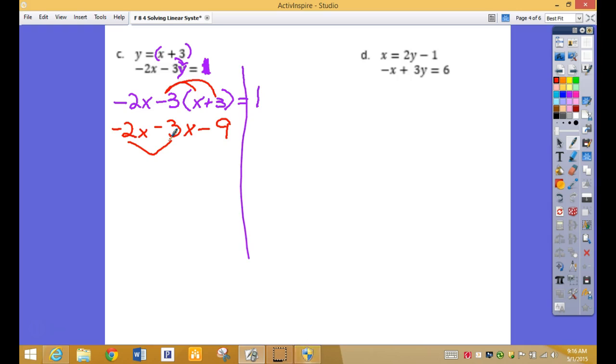And a mistake that was made there, what happened? What did some people do? They got a negative 6x. What did they do? Multiply. When you combine them, they multiplied. A couple people did. This is combining. They're like terms. We get a negative 5x minus 9. This still equals 1.